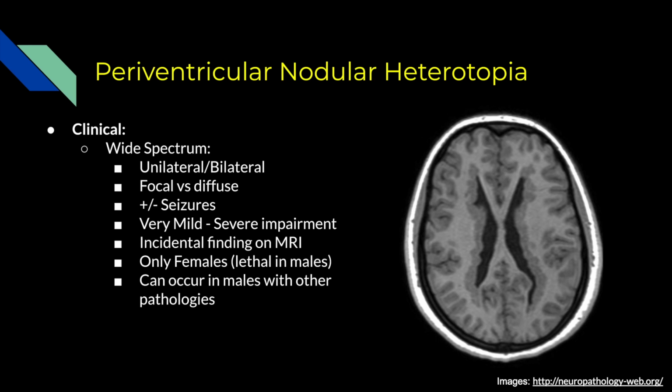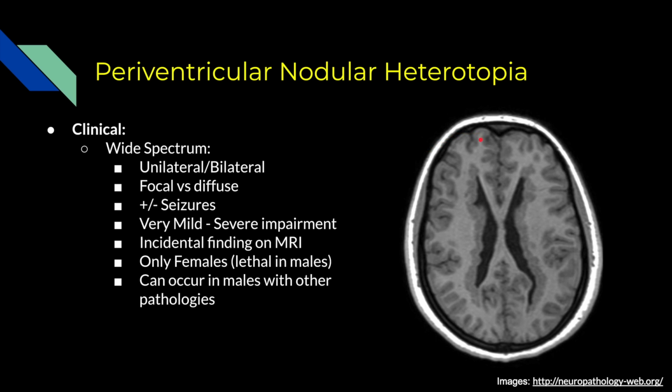Patients can be actually quite normal. It usually only occurs in females, as we'll see why, and usually when it occurs in males, it's incompatible with life. But there are cases where males can have this pattern, as we'll see, due to very mild mutations or mutations in non-canonical genes involved in this process.